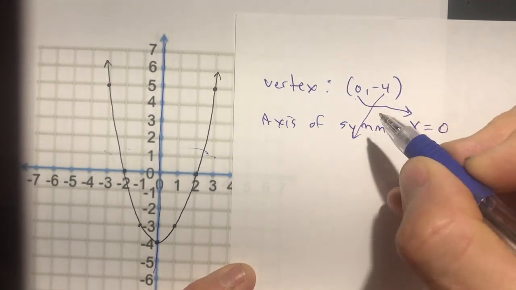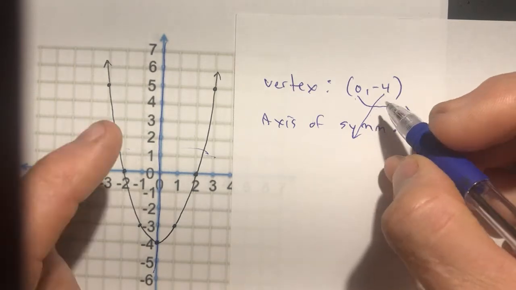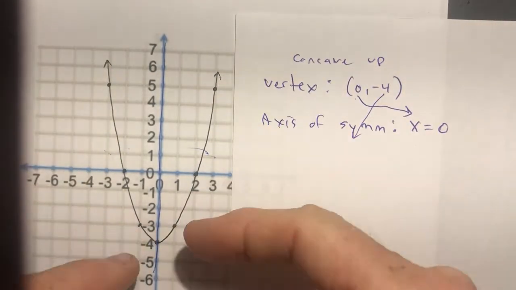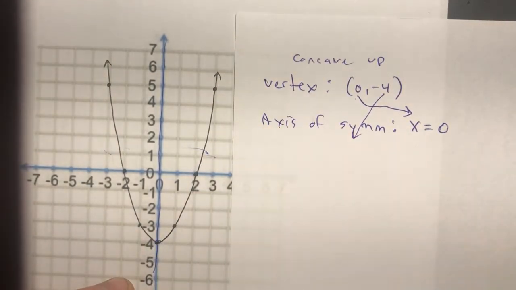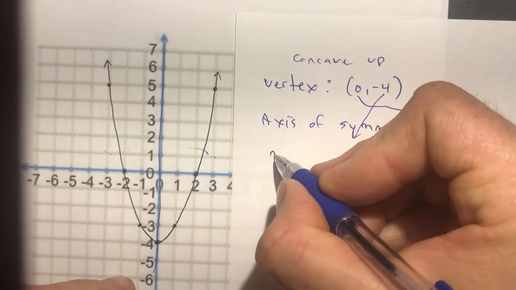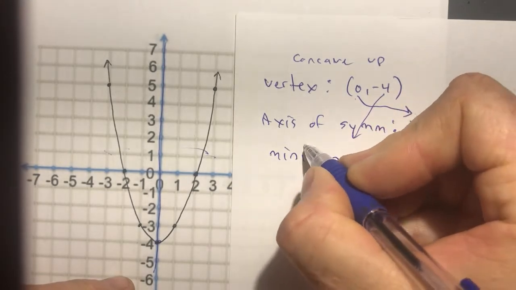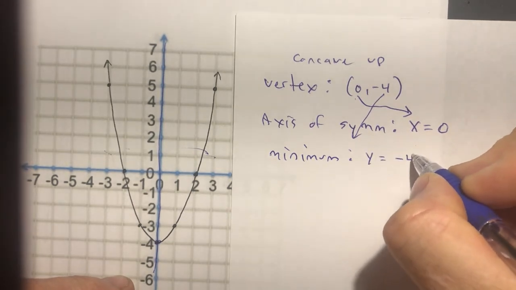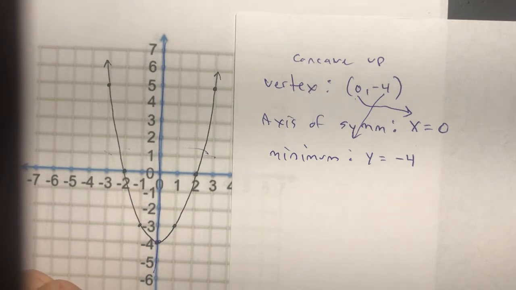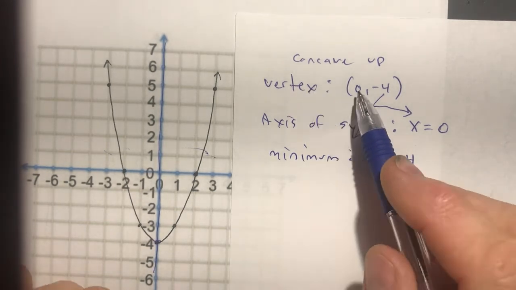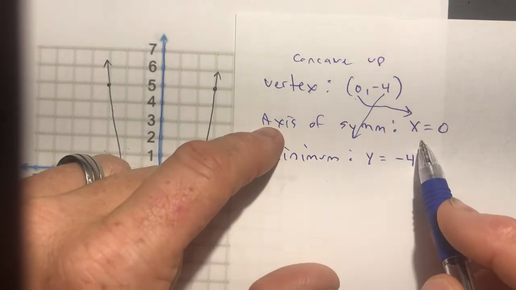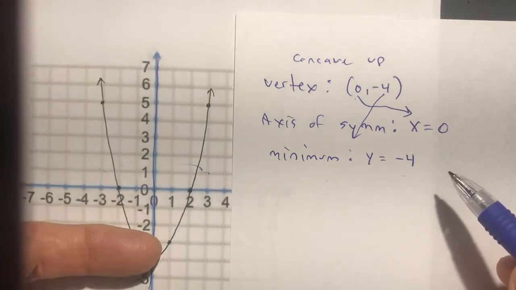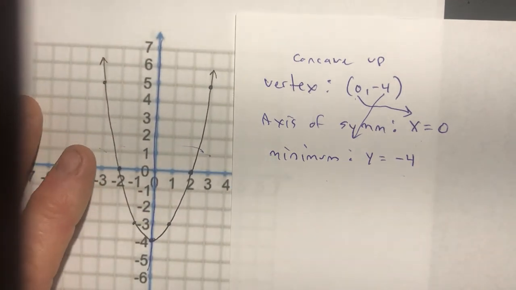The -4 tells me, is this a min or a max? Well, it's concave up. See, this thing's going up, which means my vertex is the lowest value. So this is the minimum, and my minimum is y equals -4. So the vertex tells me these two things: the axis of symmetry, x equals 0, and the minimum, which is y equals -4. -4 is the lowest value of this whole graph.